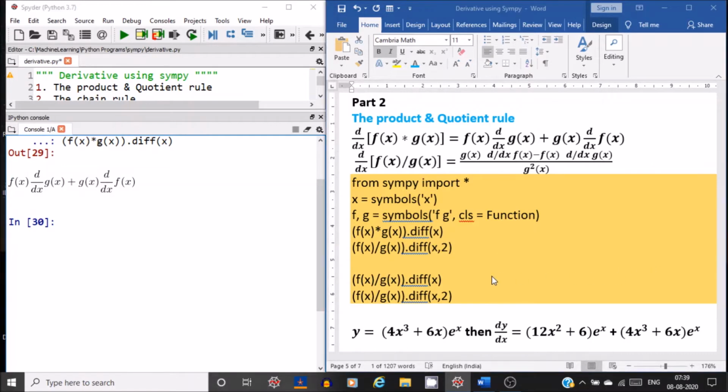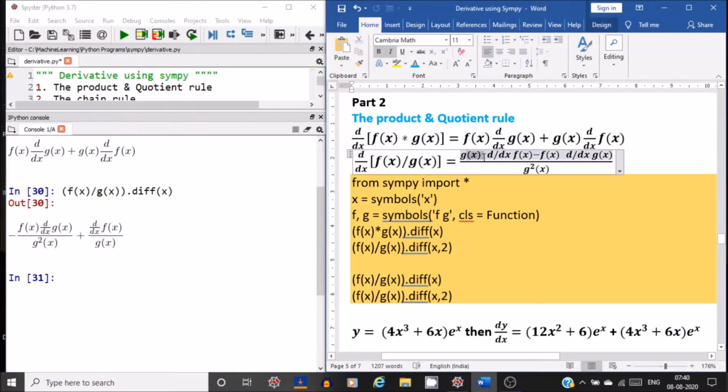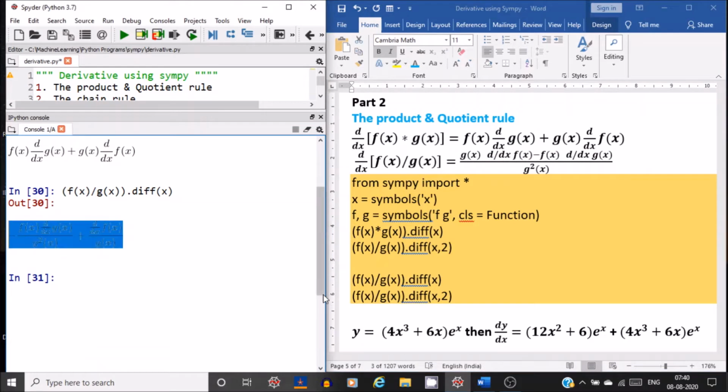Similarly, we can implement the quotient rule. So this is f(x) by g(x), and we differentiate f(x) by g(x) with respect to x, and we can see the result. So we can see this particular result: d/dx f(x) by g(x) minus f(x) times d/dx g(x) by g square of x. So it is in this particular form. Both are the same thing. Now if you simplify it, we can get this particular form. Are you getting this one?